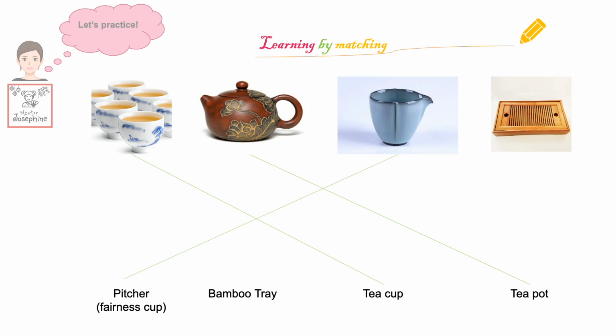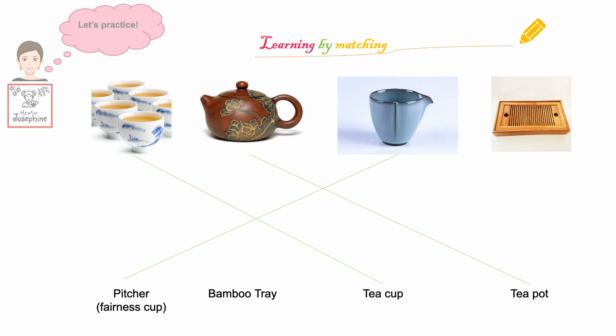Yes, correct. It is the pitcher, which is also called a fairness cup. I have mentioned it just now. Since a few seconds of difference in brewing time can make a difference in the taste, the function of a pitcher is to collect the tea at the same time and to make sure everyone gets the same tea.